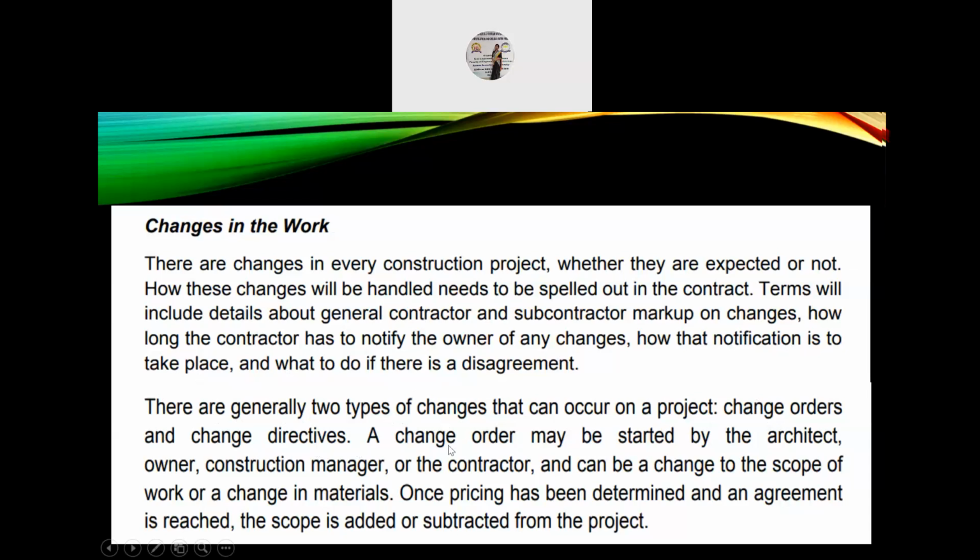So there are generally two types of changes that can occur on a project: change orders and change directives. A change order may be started by the architect, owner, construction manager, or the contractor and can be a change to the scope of the work or a change in materials. So once pricing has been determined and an agreement is reached, the scope is added or subtracted from the project.